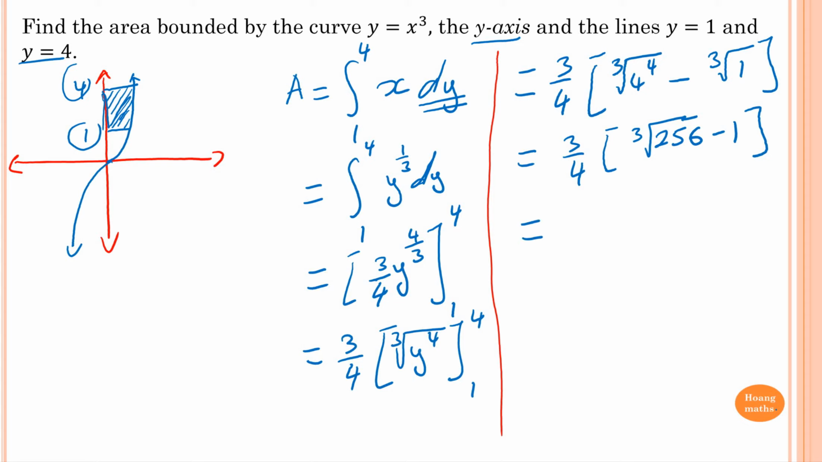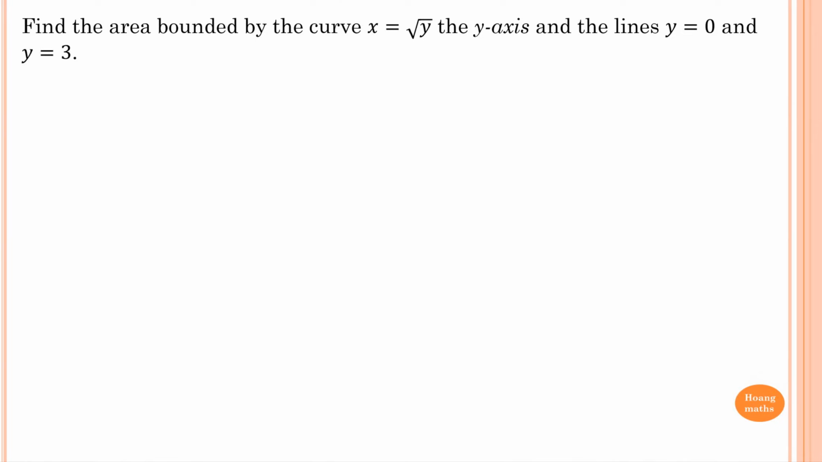Putting that in the calculator gives me 4.01 square units. Just write that down, correct to 2 decimal places. Please pause the video and try this one yourself.